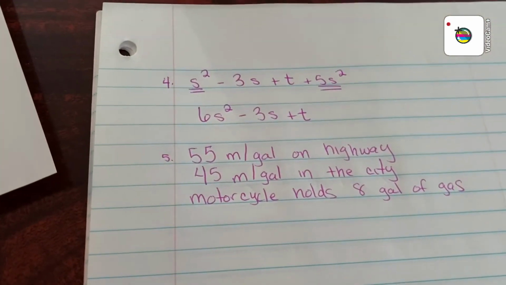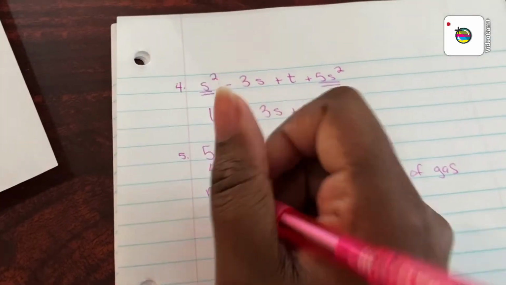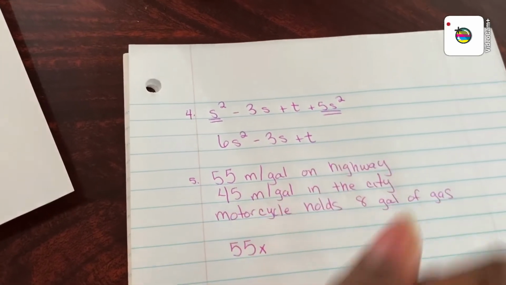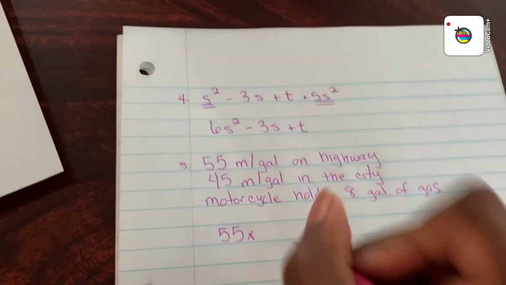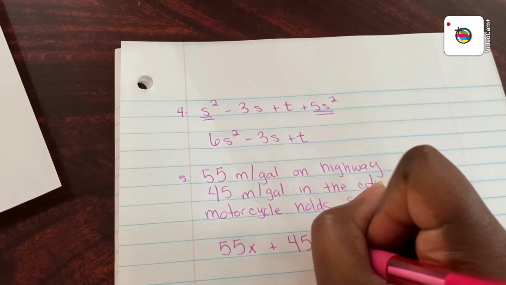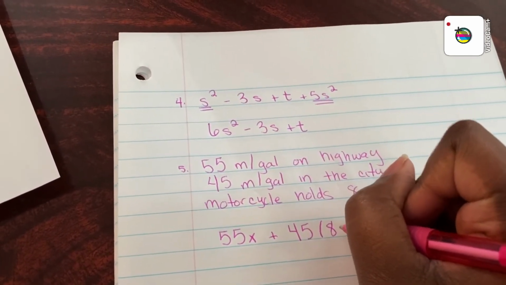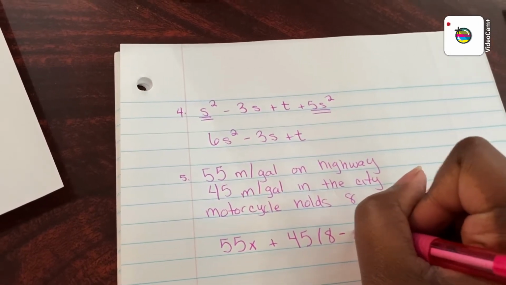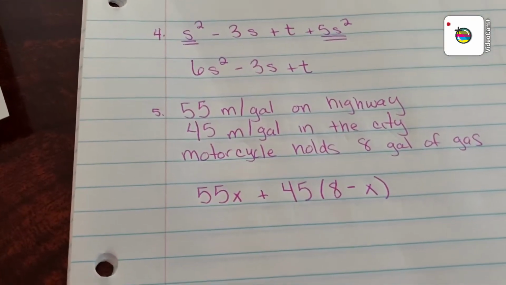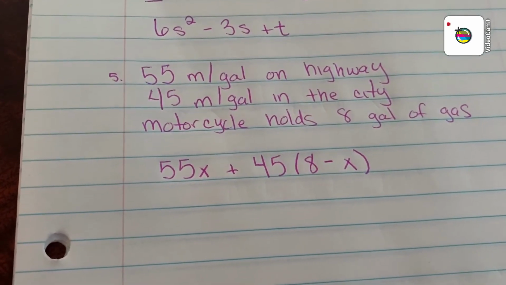So why don't we try to figure this one out? Well, I know that the highway can hold 55 gallons. Okay. Plus the 45 in the city, but we also have to take into account that his motorcycle holds 8 gallons of gas minus the number of miles that he's driven. That's our expression. So from here, we're going to get ready to simplify and combine some like terms.